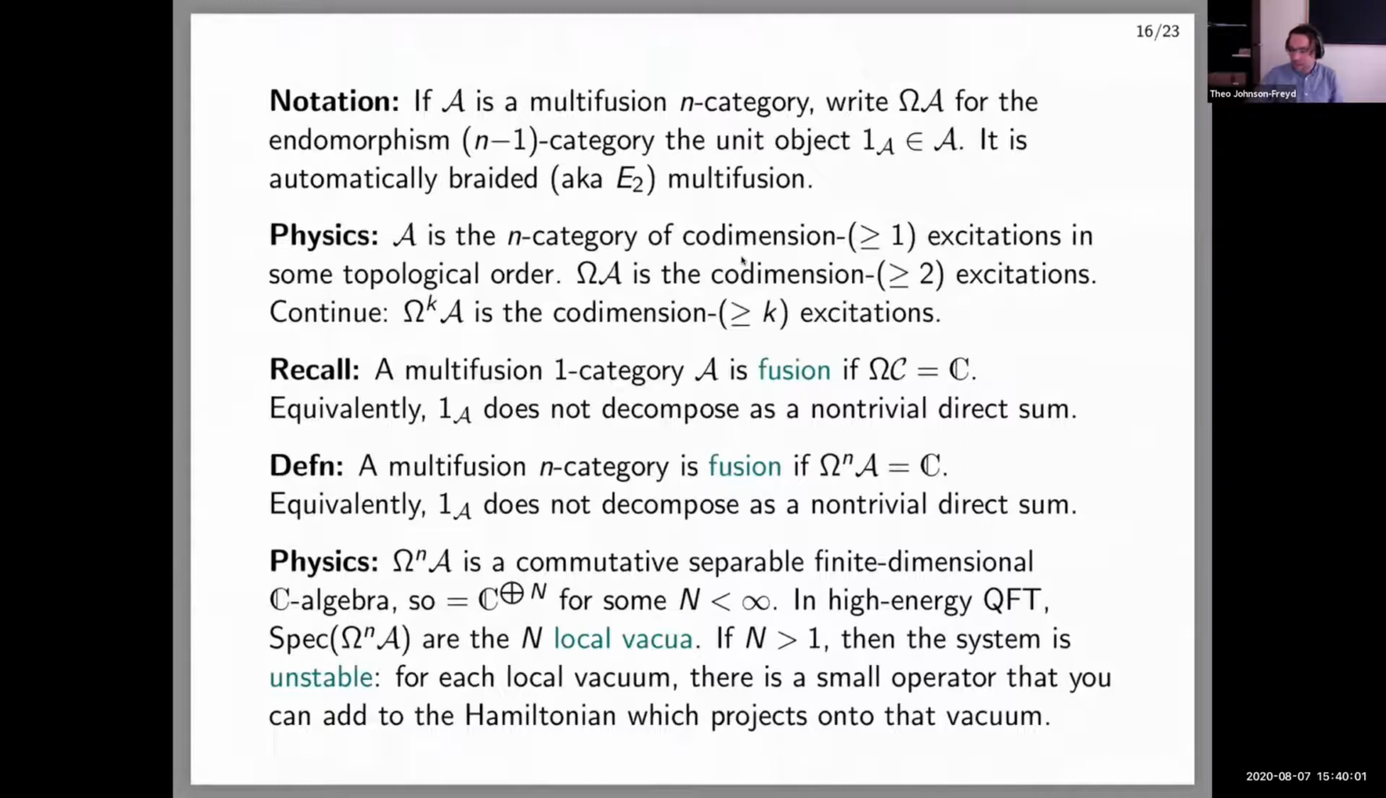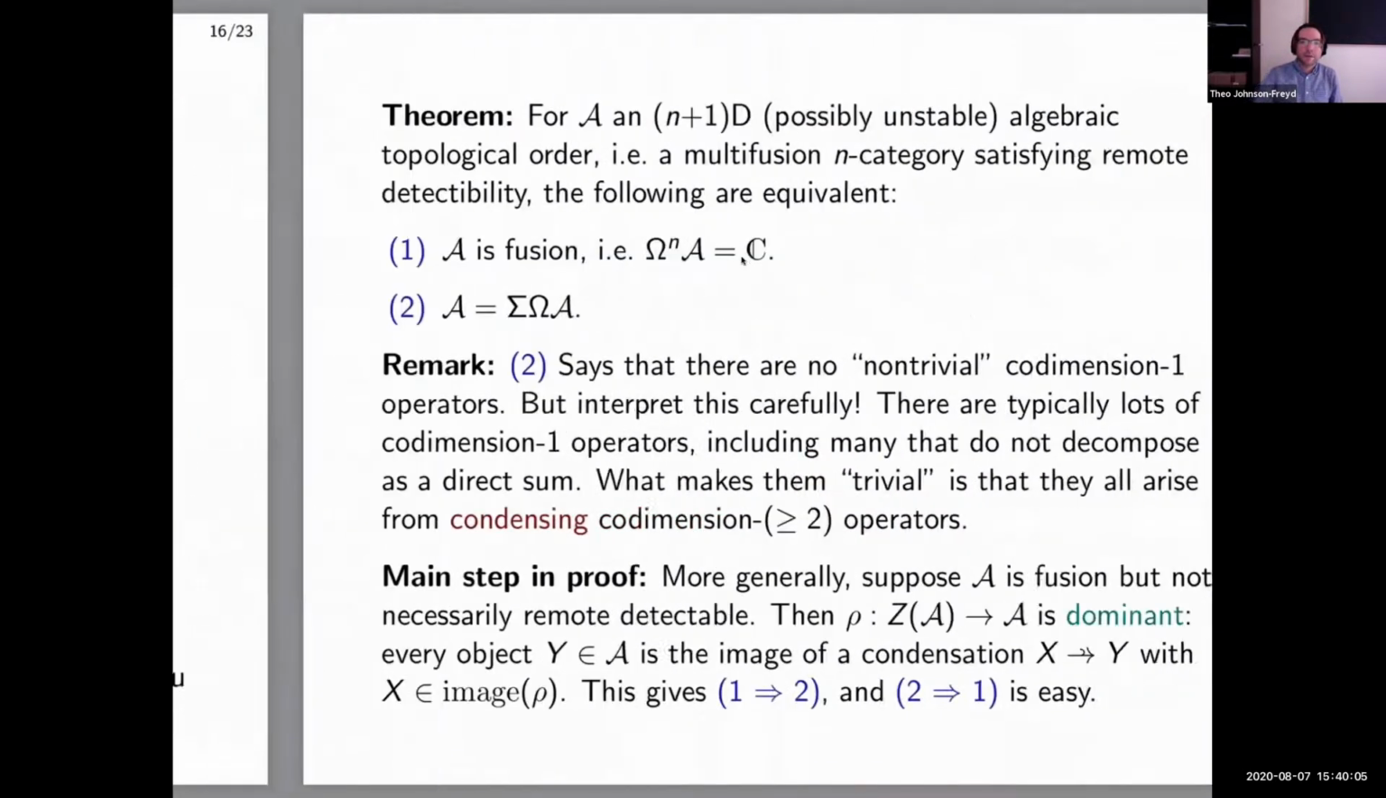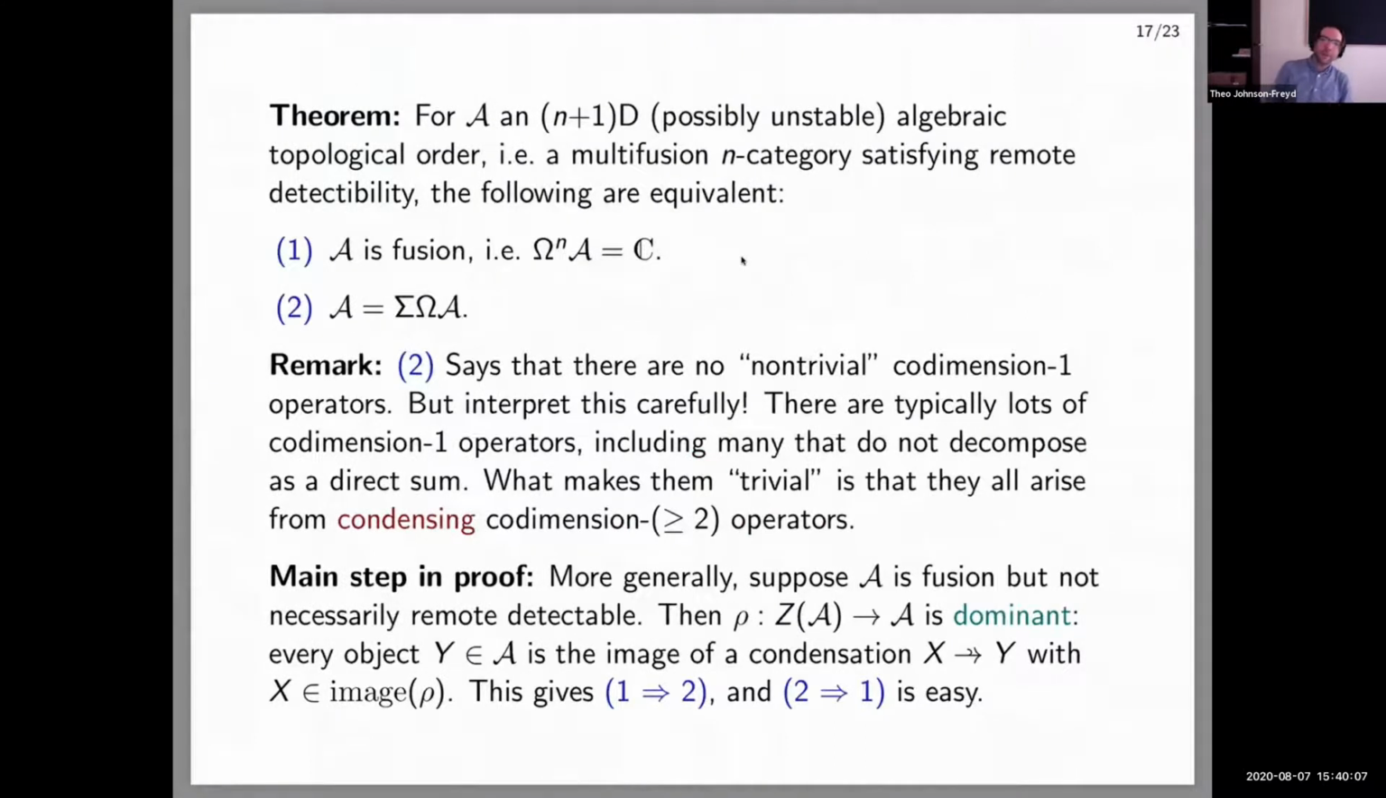And now I want to tell you the theorem I'm perhaps the most proud of in this story. My theorem is the following. If you have a multifusion n-category which satisfies remote detectability, then the following two things are equivalent. On the one hand, you could ask, is it or is it not fusion? On the other hand, you could ask, do you or do you not need to know the codimension 1 operators?